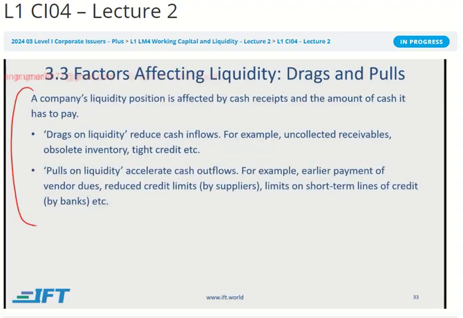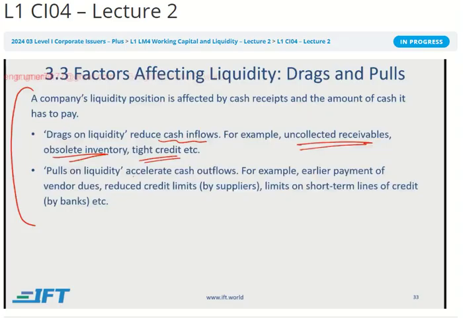Now, what are the factors that affect your liquidity? There are two perspectives of this. One is the drags, where whatever your inflows were, they are being dragged, such as your customers, your clients, are not paying on time. You have some inventory which is not being sold. Let's say you bought some Apple iPhone 14s and the 15th came out and your 14th is now slowly selling, or your credit situation is getting bad. So all of this is going to slow the inflows.